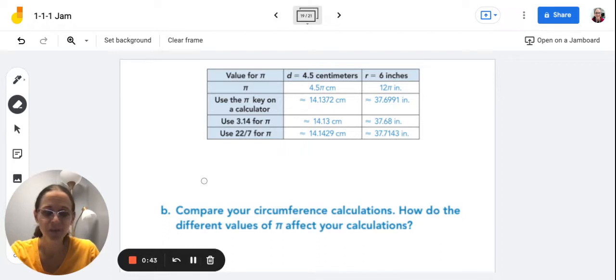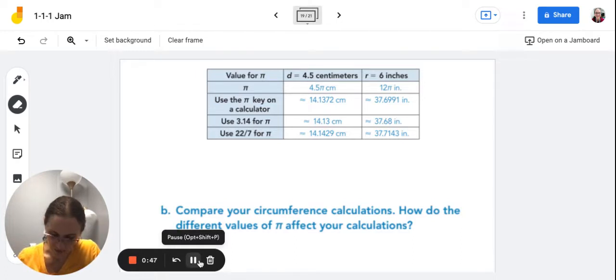Wonderful. So our table represents two different circles. The first column shows us a circle that has a diameter of 4.5 centimeters. So we know that circumference is equal to pi multiplied by the diameter. And that's what's been done here. We've multiplied 4.5 times pi. That is a good way to represent circumference.